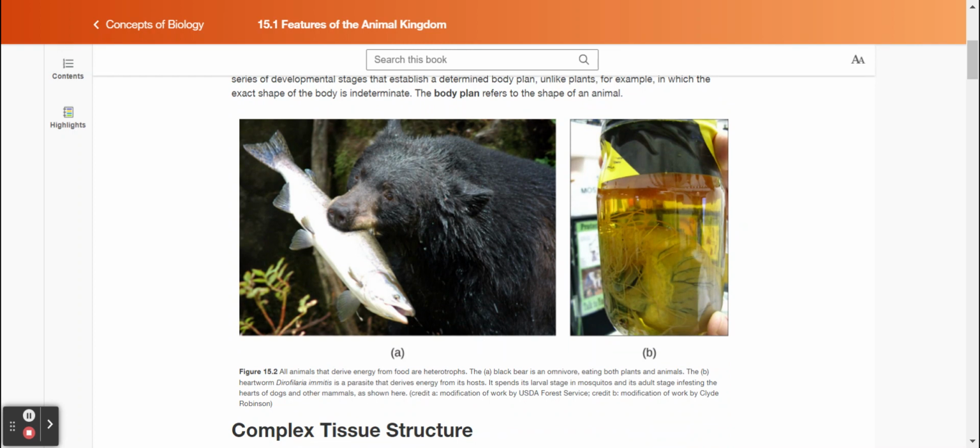Figure 15.2. All animals that derive energy from food are heterotrophs. A shows a black bear, which is an omnivore, eating both plants and animals. B shows heartworm, a parasite that derives energy from its host. It spends its larval stage in mosquitoes and its adult stage infesting the hearts of dogs and other mammals, as shown here.